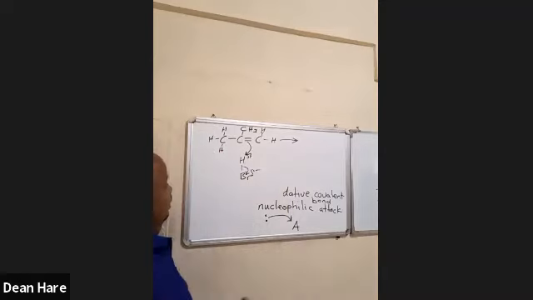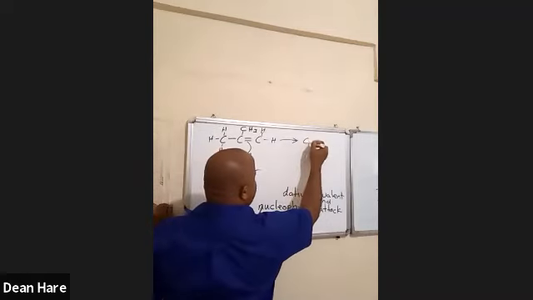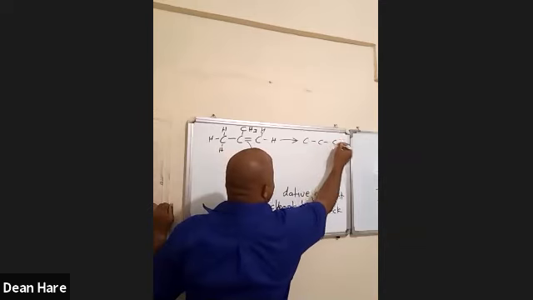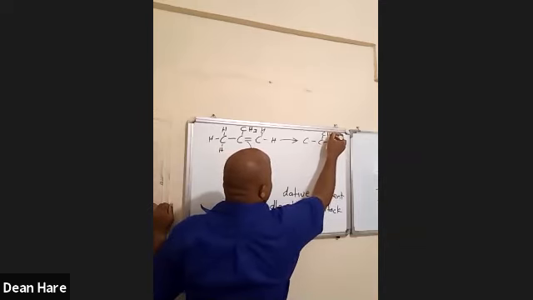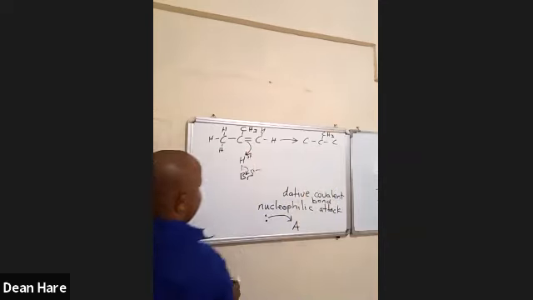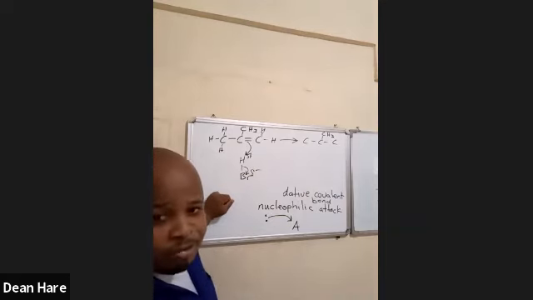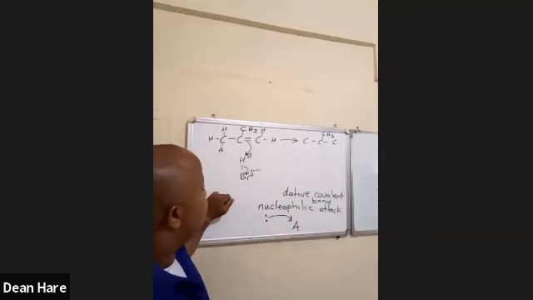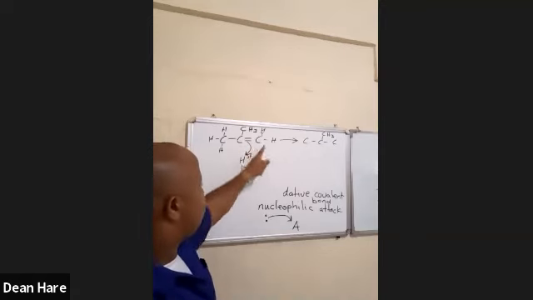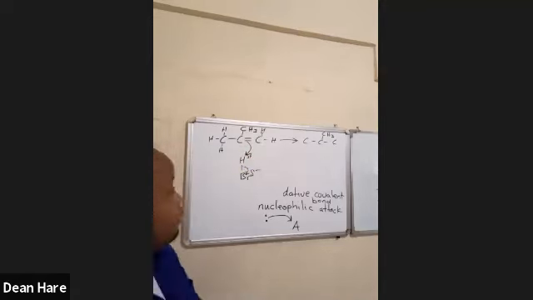So on this side, three carbons, C3. The hydrogen, if you remember Markovnikov's rule, which of these carbon atoms should get the hydrogen? Sir, the one with the more hydrogen. Right.